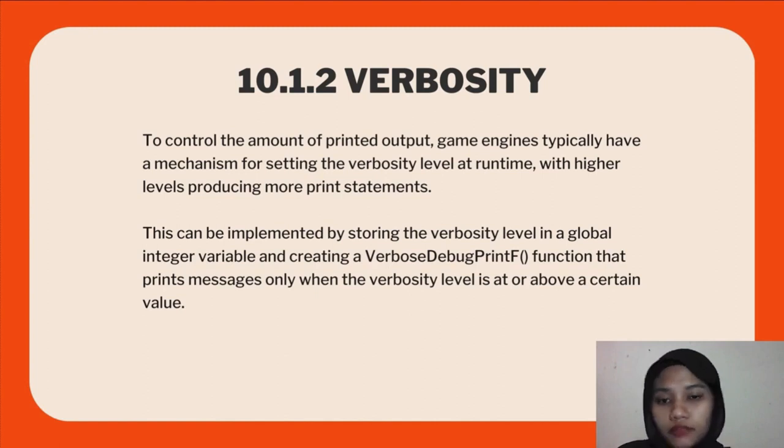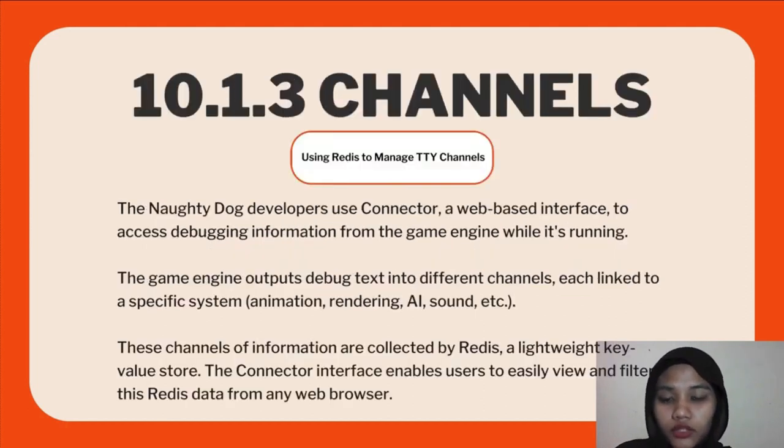Game engines typically have a mechanism for setting the verbosity level at runtime, with higher levels producing more print statements. One of the companies, Naughty Dog, uses Connector. Connector is a web-based interface to access debugging information from the game engine while it's running.